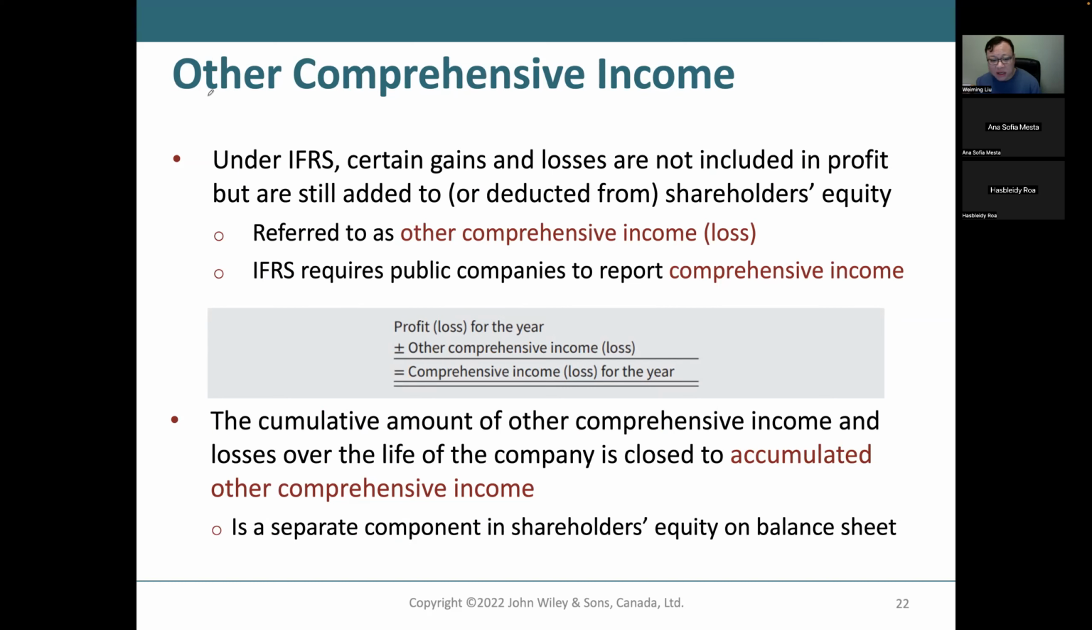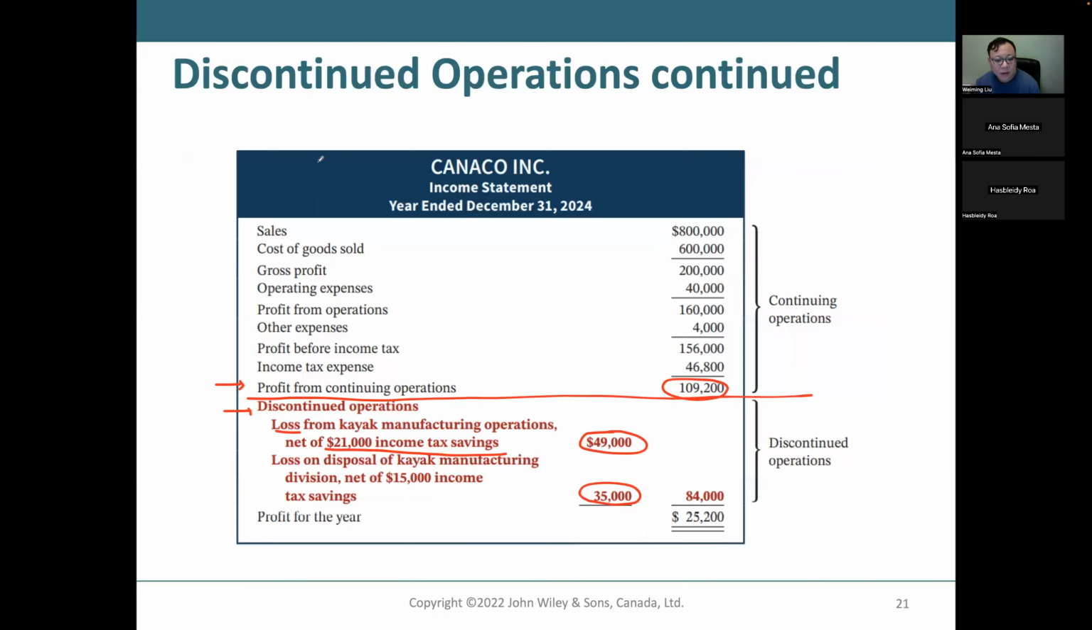Other comprehensive income. It's very important to note that the concept of other comprehensive income is only relevant to IFRS, International Financial Reporting Standards. For ASPE, the accounting standards for private enterprises, there's no such concept.